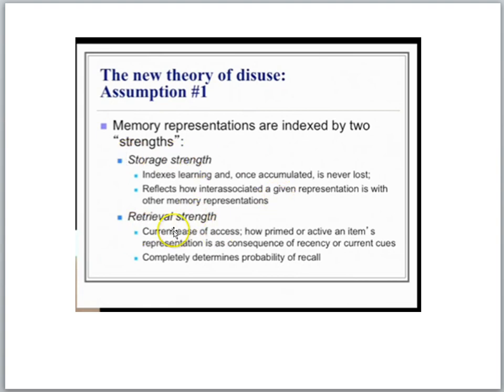Retrieval strength would be the current ease of access to the information, how primed or active an item's representation is as a consequence of recency, we've just been thinking about it or accessing it, or current cues. The cues are sufficiently powerful to quickly reactivate the information. And the retrieval strength completely determines the probability of recall. So if we're forgetting something, if we cannot remember something, then we have a loss of the retrieval strength.